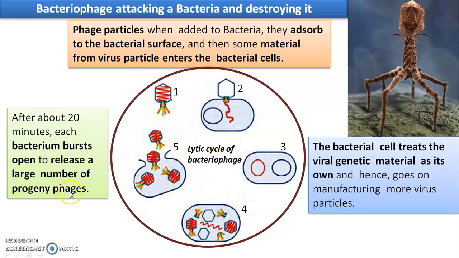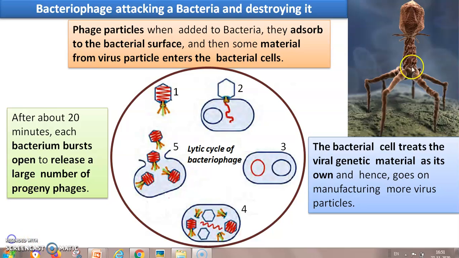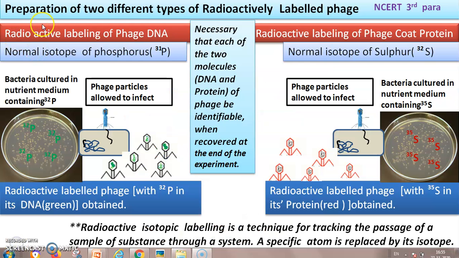The bacterial cell will burst, releasing all the progeny. Here is a view of how the phage particle adheres to the bacterial cell. They started their experiment with the preparation of two different types of radioactively labeled phage particles. They wanted two populations of bacteriophages, one with radioactive DNA and the other with radioactive protein.